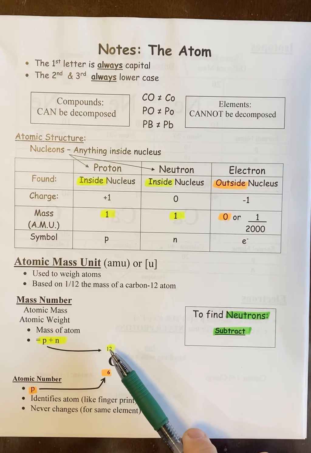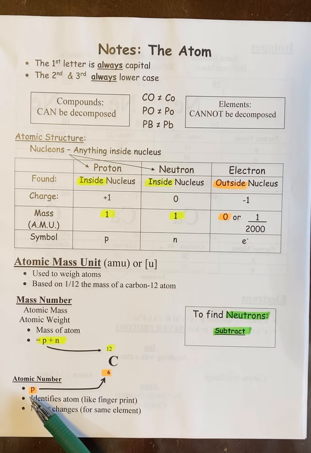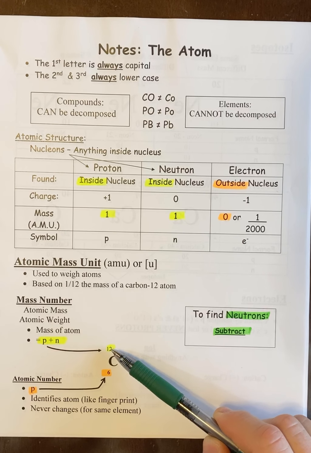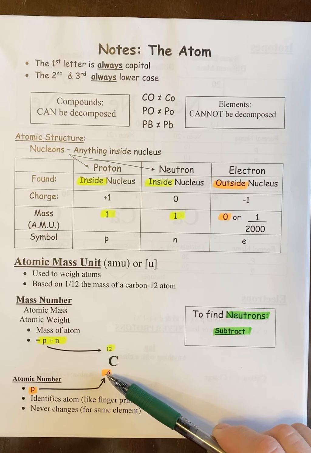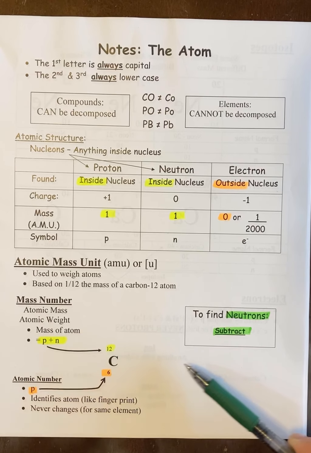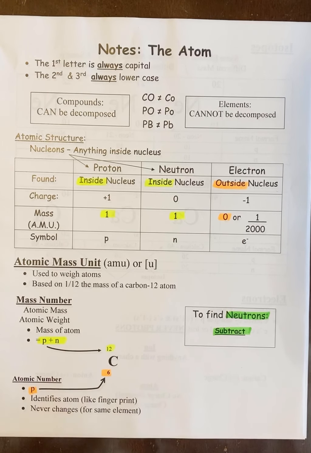The mass can change, because if you notice, I said protons identify it, neutrons don't. You can have different numbers of neutrons. Now, if you look at these numbers and you know that this is P and N added together, this is P alone. If you want to find just neutrons, you subtract. So 12 minus 6 would be 6. So this carbon would have 6 neutrons.